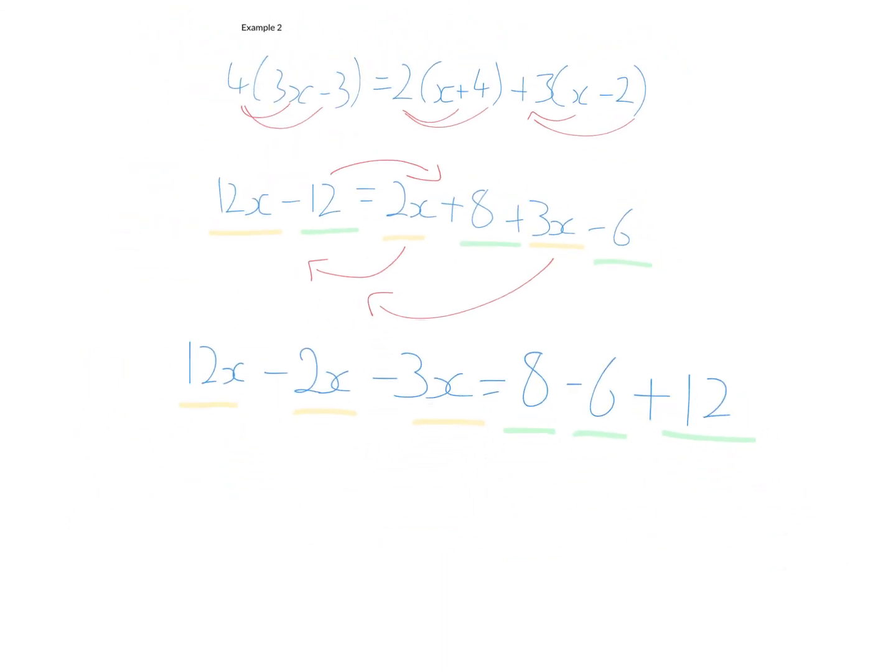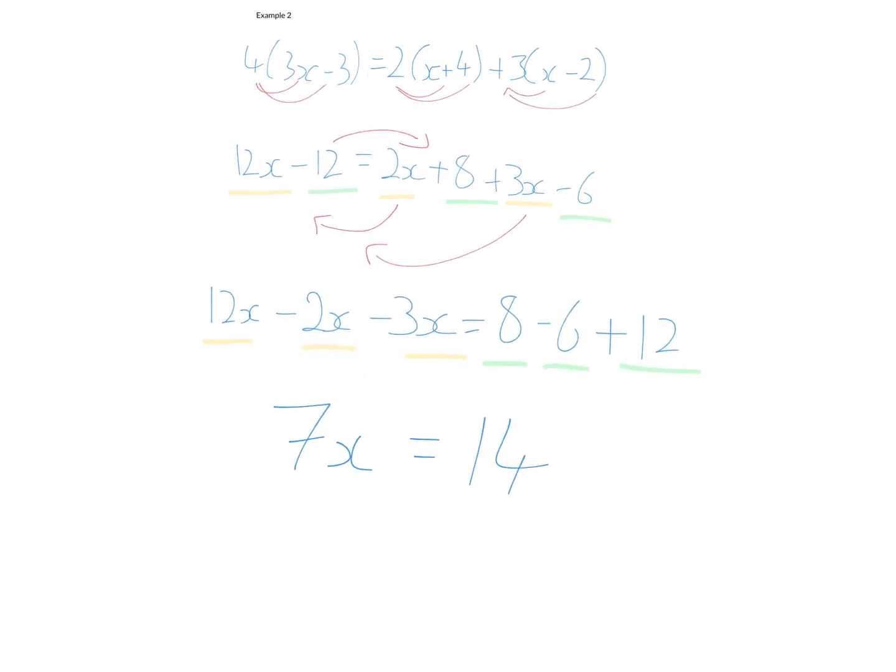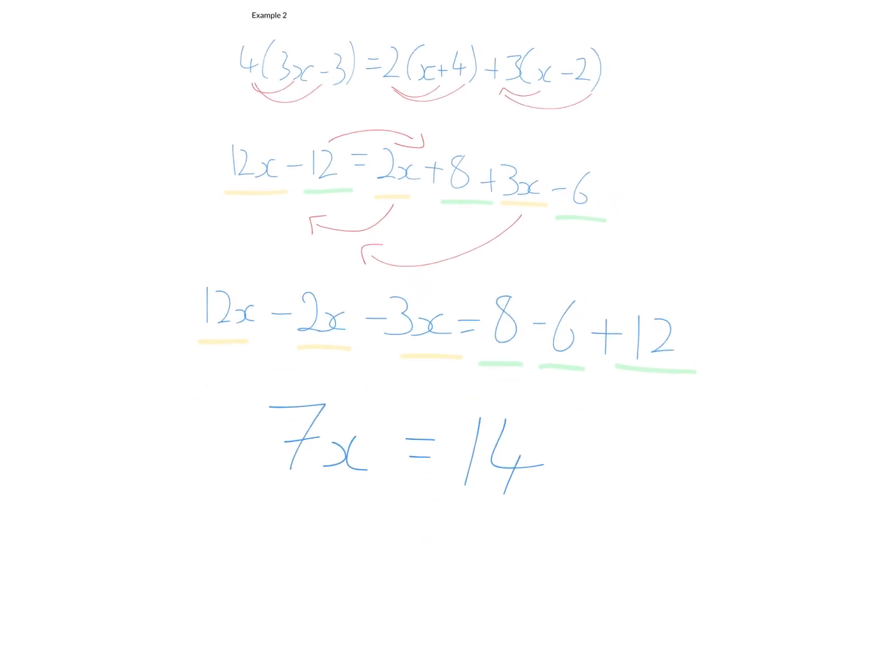Now we're going to try and simplify each side. So 12x minus 2x is 10x. Take away another 3x is going to give us 7x. On the right hand side, 8 minus 6 is 2, plus 12 is 14. If you're not okay with adding or subtracting numbers, like adding our x's and adding our regular numbers, just ask me in class and I'm happy enough to go through it with you.